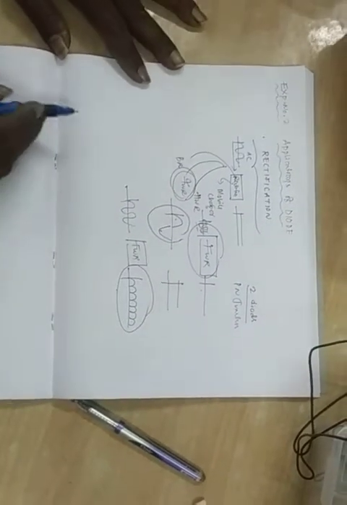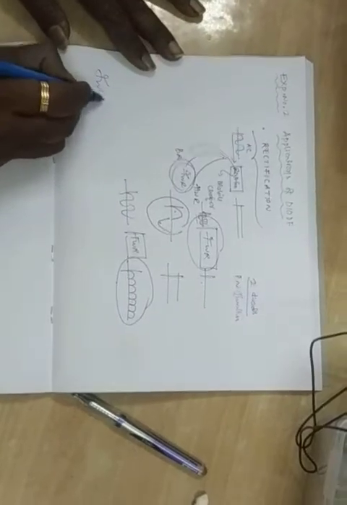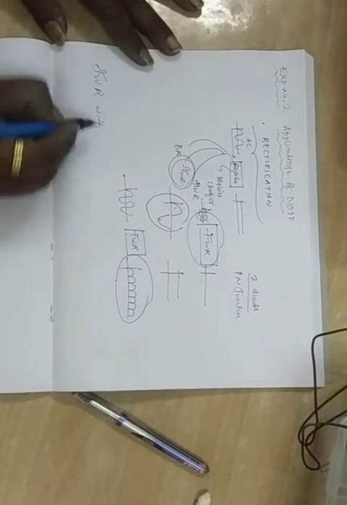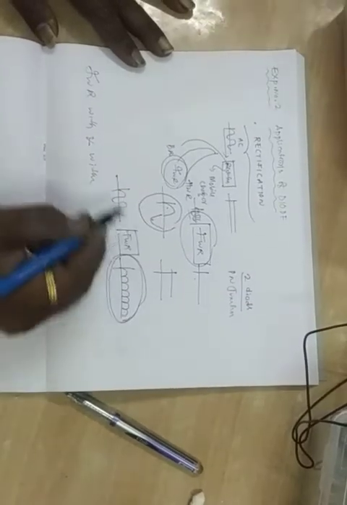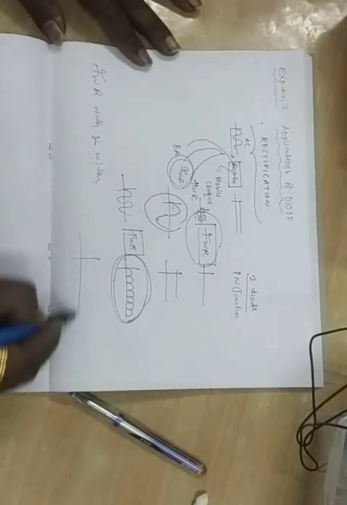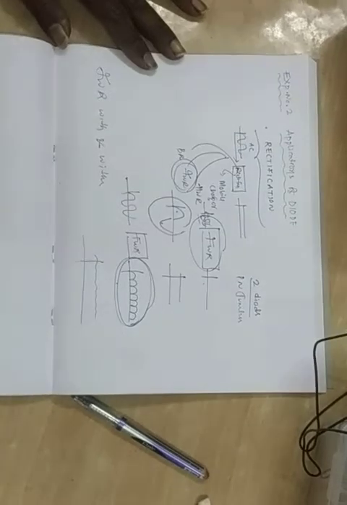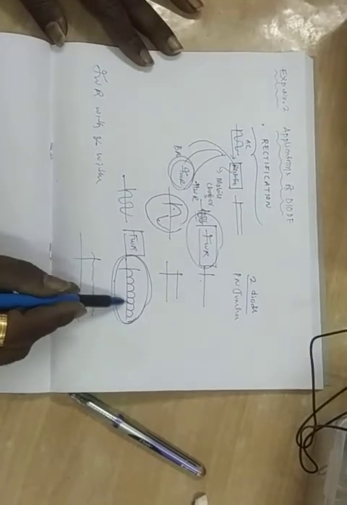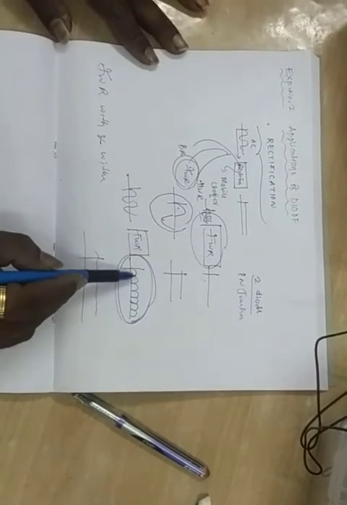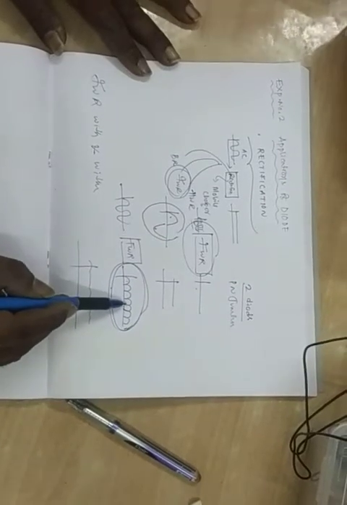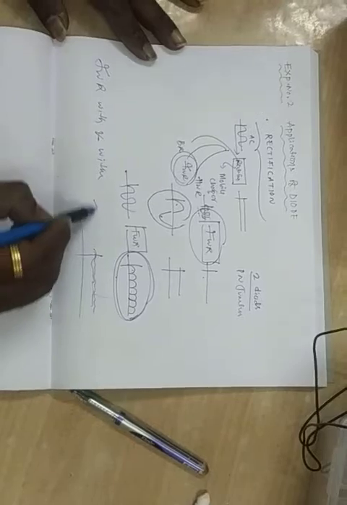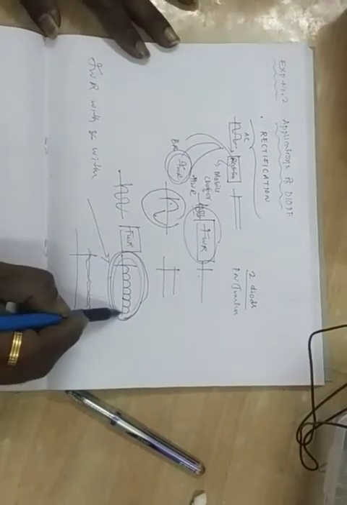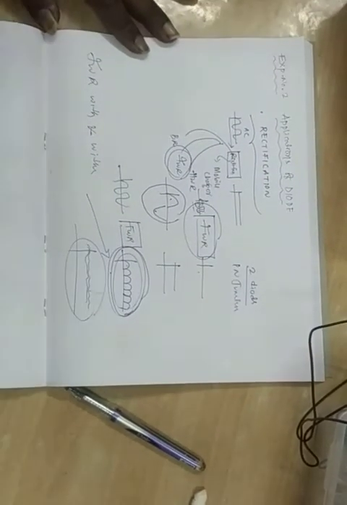So our experiment is what? Full wave rectifier with filter and without filter. Without filter, this is the output. With filter, the output is like this. After employing the filter, what is it doing? It is smoothening this signal so that the output will be like this. Without employing the filter, this is the output. With employing the filter, this will be the output.